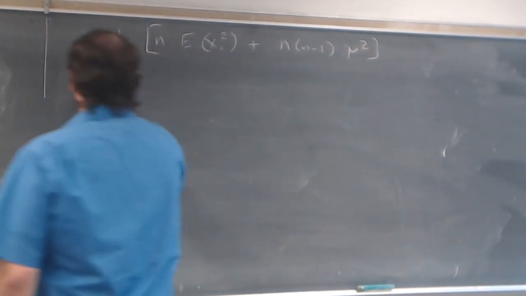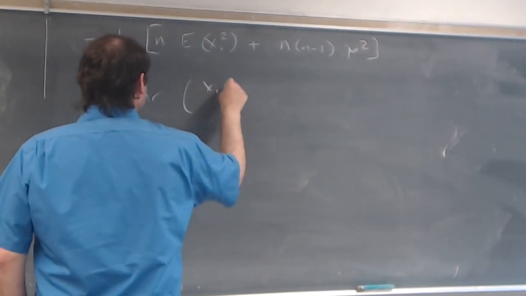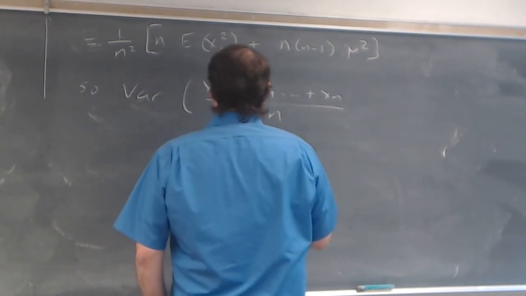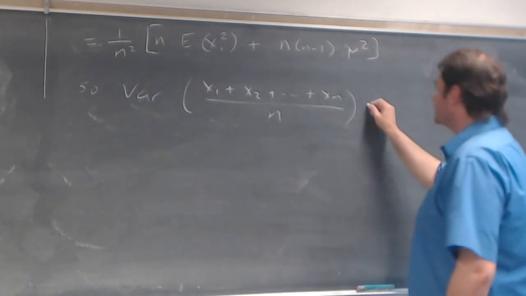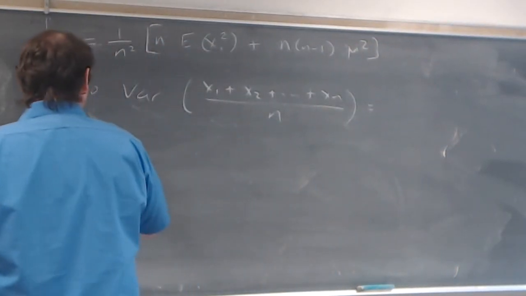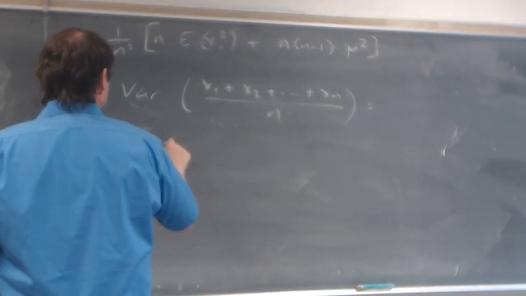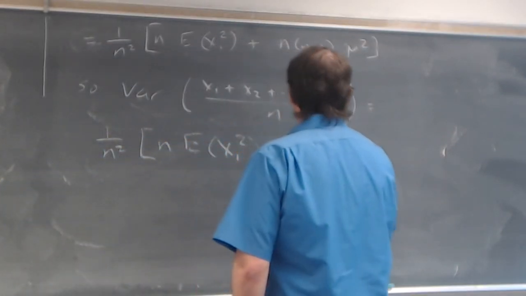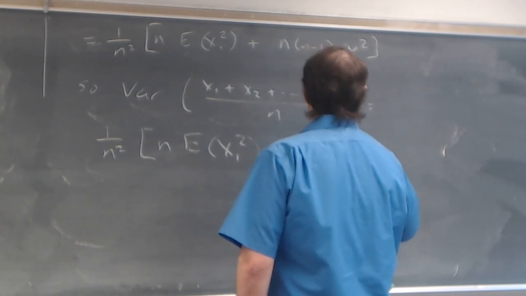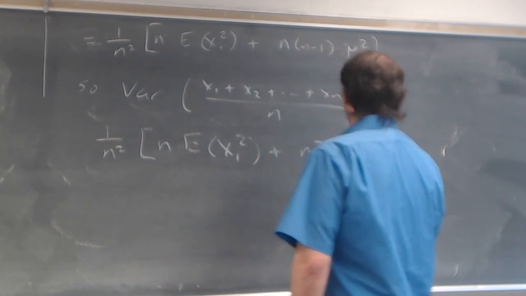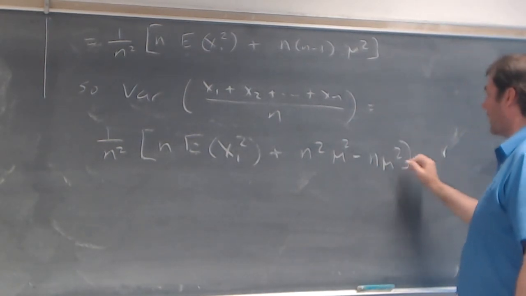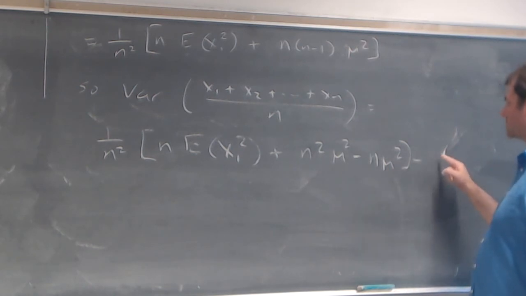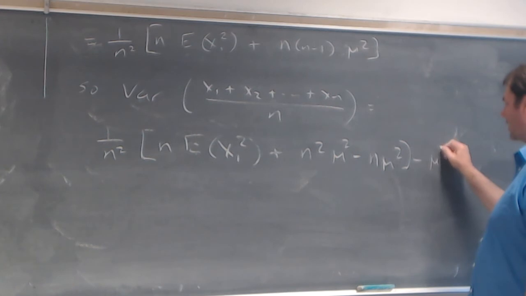Okay, so the variance, that's what we were working on, of x of 1 plus x of 2 plus up to x of n, over n. That's what we were looking at. This guy is going to be equal to 1 over n squared times n times the expected value of x of 1 squared plus n squared mu squared minus n mu squared. Oh, this should be squared here. And remember that's the expected value of the quantity x squared, minus the expected value of x bar squared, but that was just mu squared.